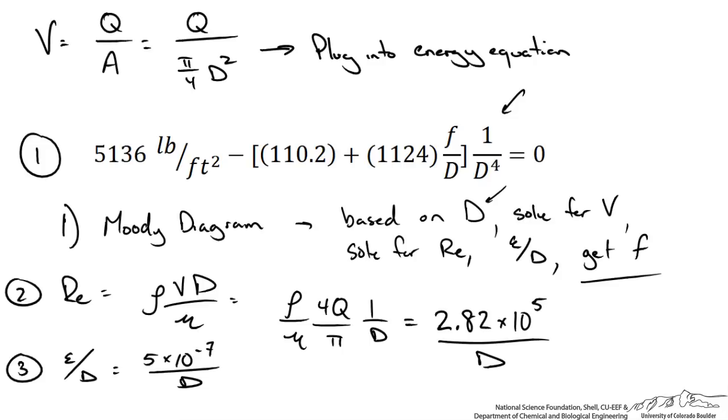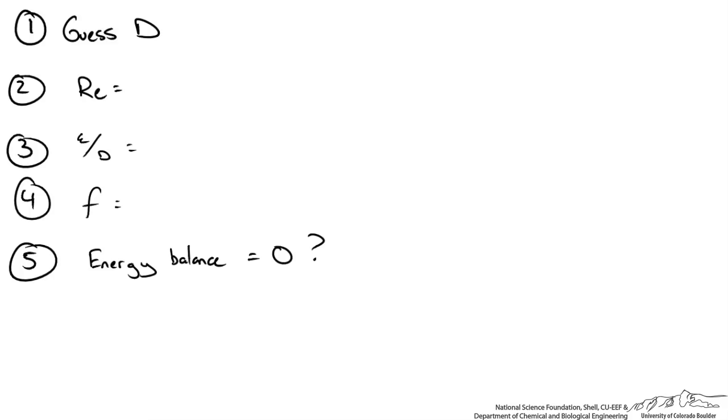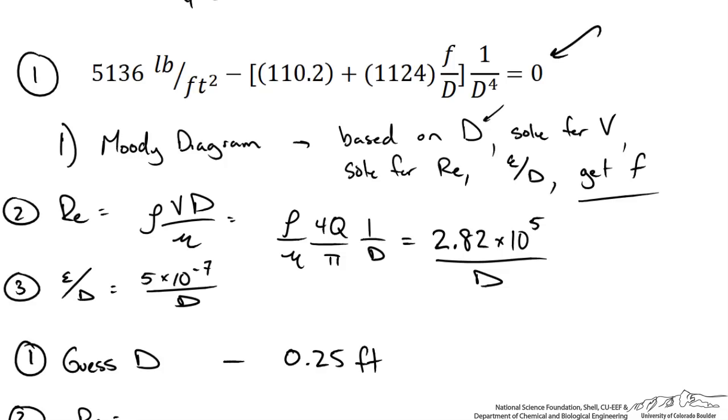Lastly, we have epsilon over D, and epsilon in the problem statement was given to us. Let's guess a D. A reasonable diameter for a pipe might be a 3-inch line. So our first iteration, we're going to guess 0.25 feet. Right away, one check we can make is to plug that into our energy equation up here. If we plug in a diameter of 0.25 feet, you'll find that the only solution for f is that it's negative. And we're not going to get a negative f from the Moody diagram. So right now we know that 0.25 feet is not possible.